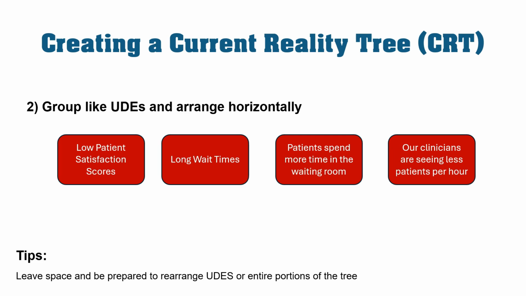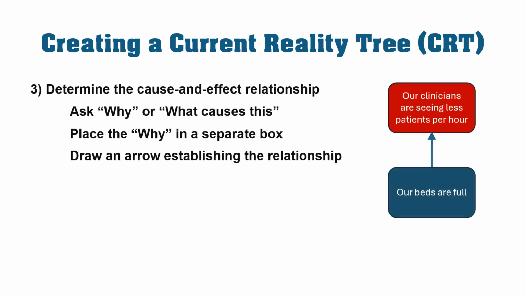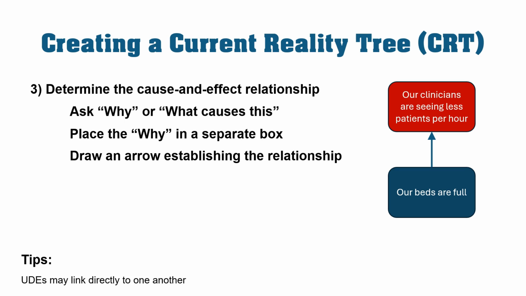So the first thing you're going to do is pick one, and you're going to determine the cause and effect relationship. So how you do that is you ask why, or what causes this, and then you place the why in a separate box below that box, and you draw an arrow that establishes the relationship. So our clinicians are seeing less patients per hour. Why? Because our beds are full. A tip for this is you might have multiple UDEs that fall in line. If you happen to pick, like, our beds are always full, then this box would also be red. But you just keep plugging those in as you work your way down.